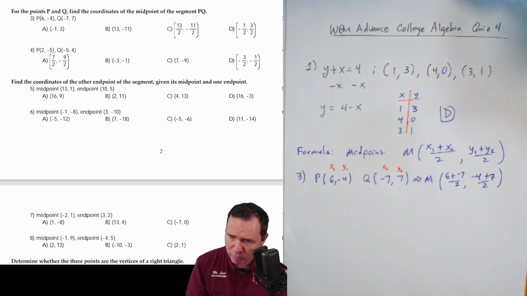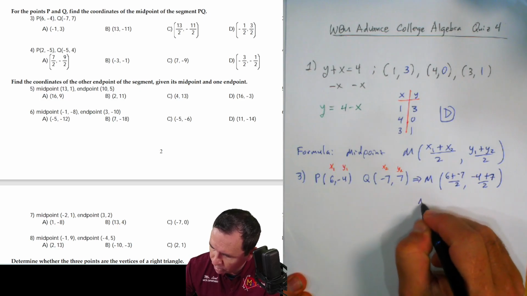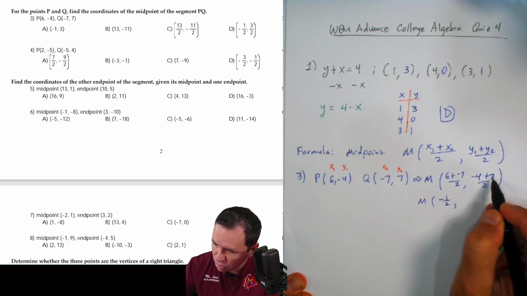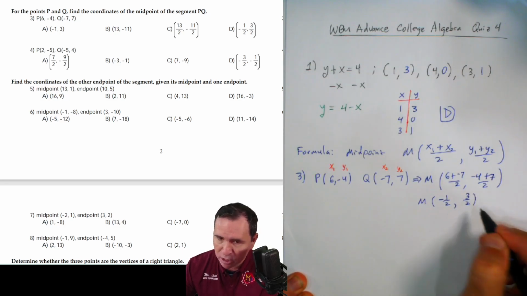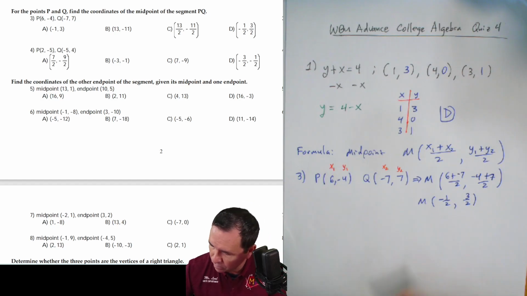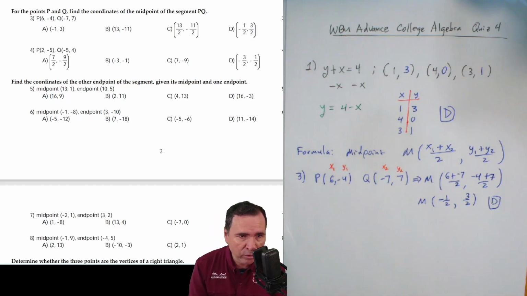All right, so now that we do that, we got to do a little bit of math. 6 minus 7, that's a negative 1. So your midpoint is going to be negative 1 halves. Negative 4 plus 7 is 3 halves. So this would be answer choice D, right? Answer choice D. All right, you do number 4, I'll do number 5.